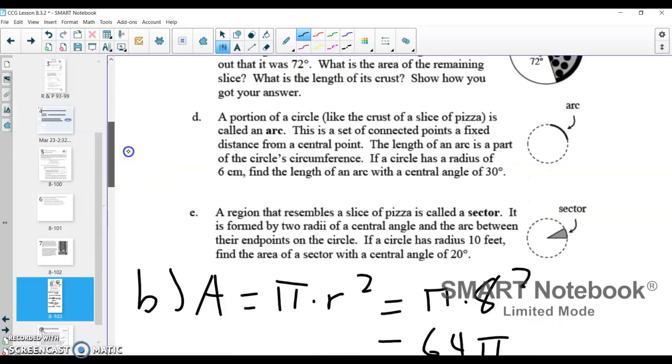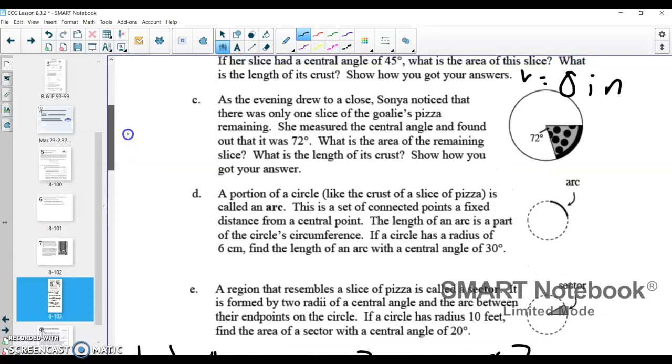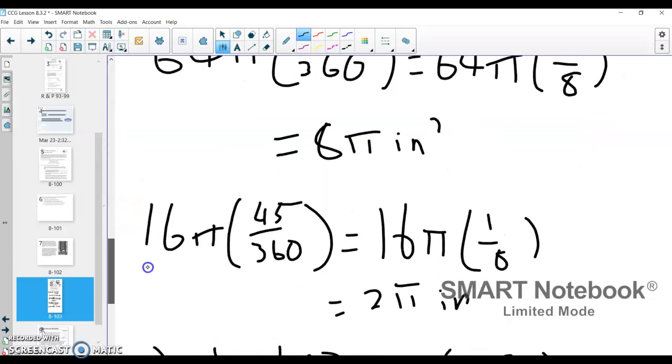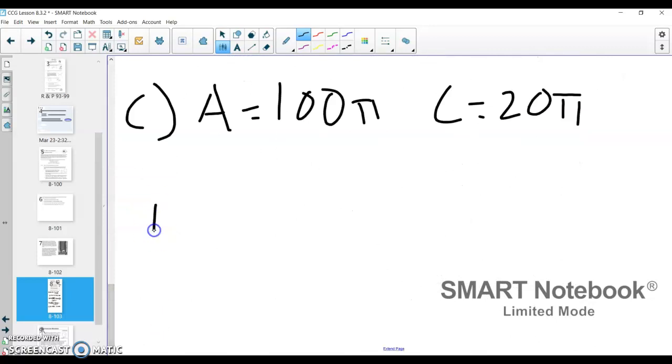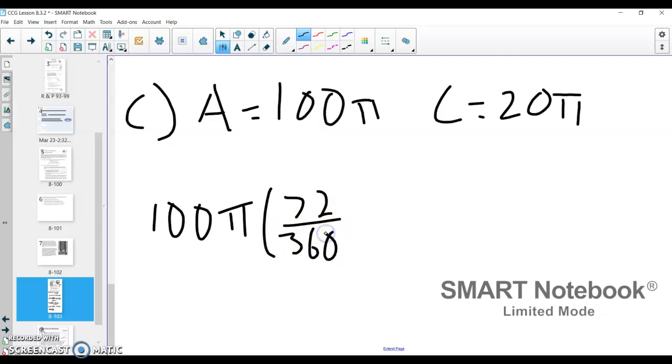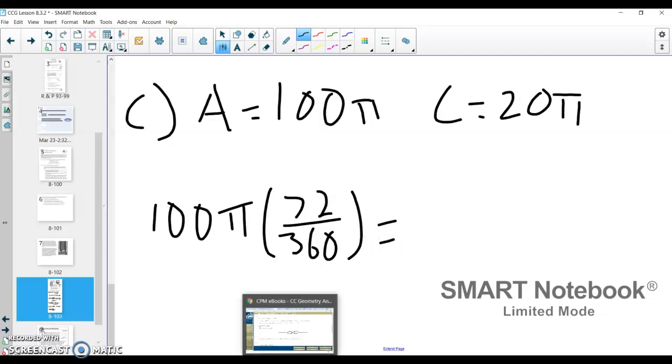And now we're just going to switch it up so that we're looking for that portion, that sector, in that arc. It's saying, what is the area of the remaining slice if our central angle is 72? Well, we have our whole area. Our whole area is 100 pi. We're going to multiply that by the portion we want, which is 72 out of 360. And that should, if I calculate this right, give me my area of what's left.